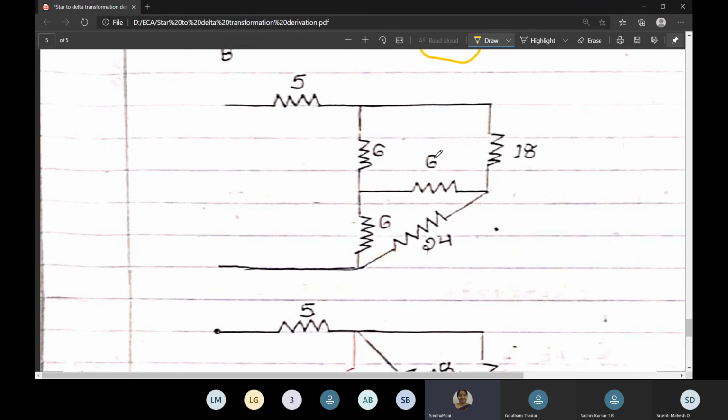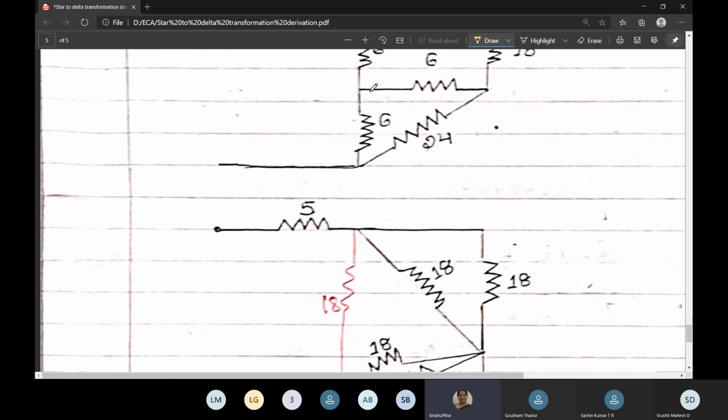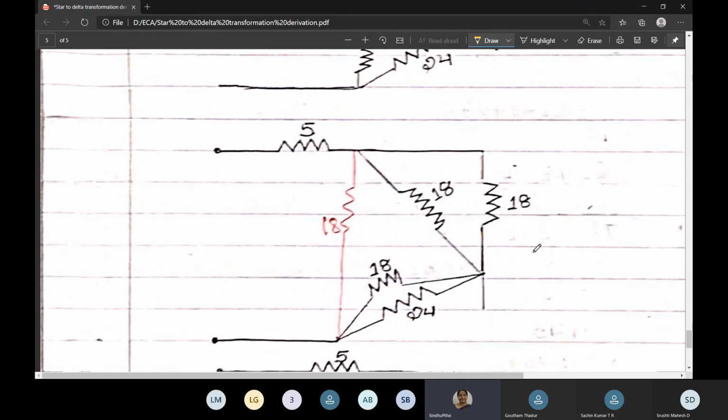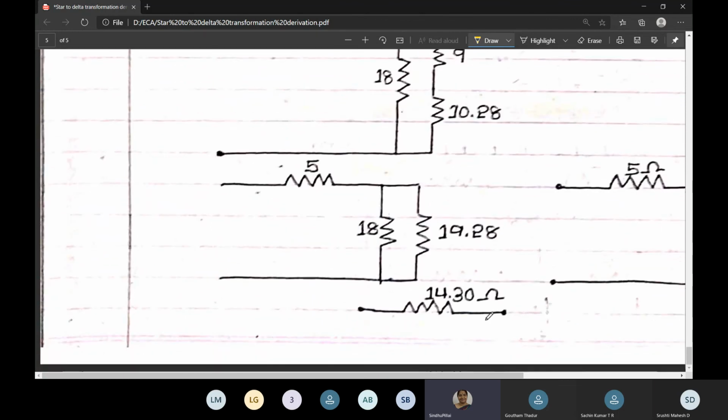Or this 6 ohm resistor, this 6 ohm resistor and the 18 ohm resistor form a delta. You can convert them into star. Both ways you can do it, and you can see that the answer will be the same. Here, what I have done is I have converted the 6, 6 star connection to delta. Then the parallel branches are taken and the network is reduced to a single resistor of 14.3 ohm.